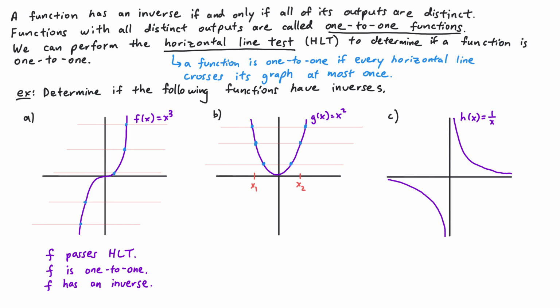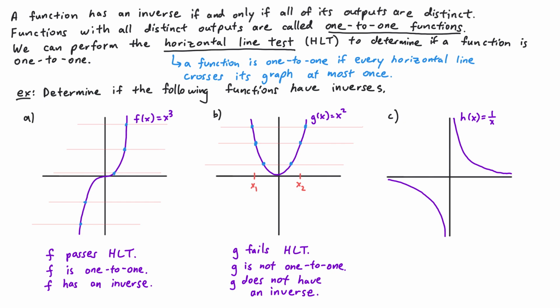So for our function g here, since there's a horizontal line with more than one crossing, we would say that it fails the horizontal line test. And this tells us that our function g here is not one-to-one. There are two different inputs that give me the same output. And since g is not one-to-one, it does not have an inverse function.